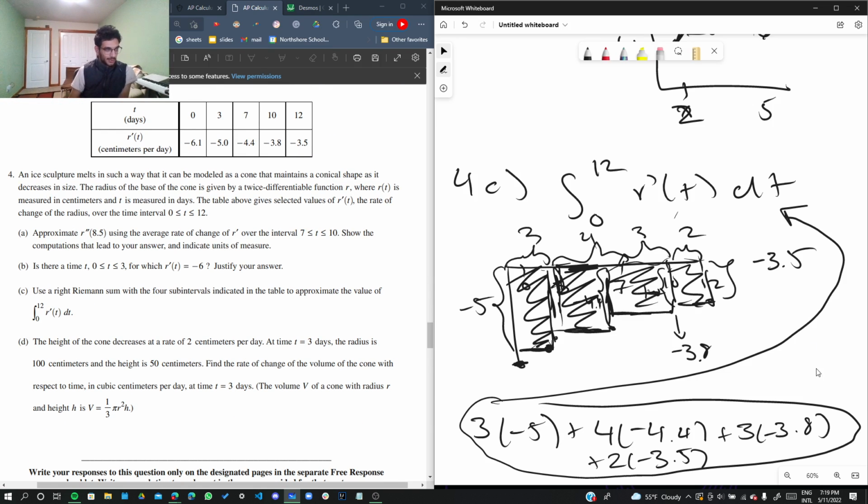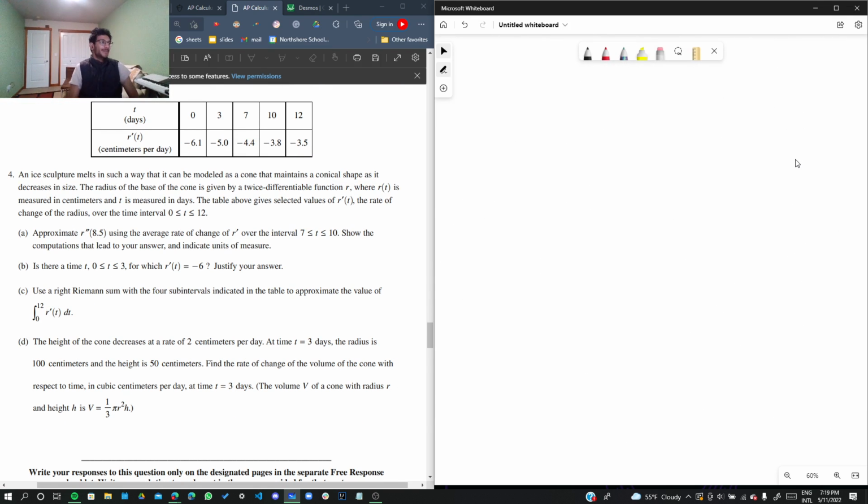Okay, I think this is everyone's favorite question, because now we're dealing with the actual cone and actual related rates. And I knew there was going to be a related rates problem on the FRQ, but let's do it right here. The height of the cone decreases at a rate of 2 centimeters per day.